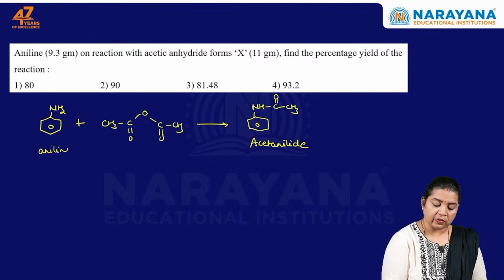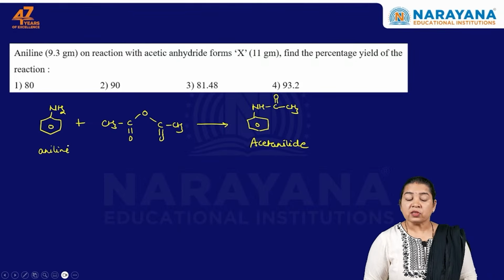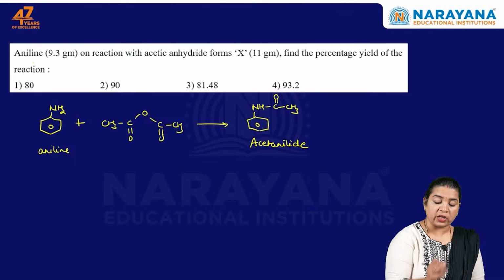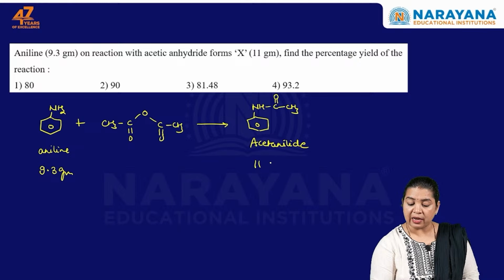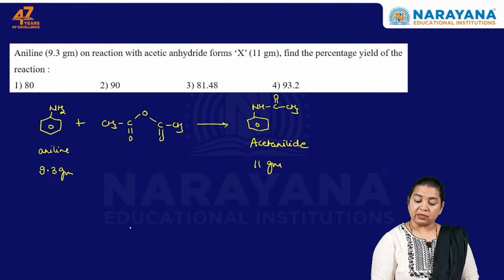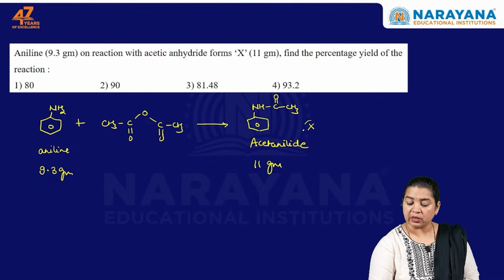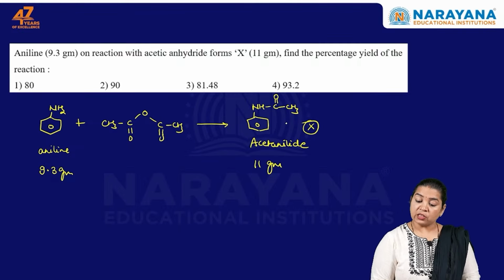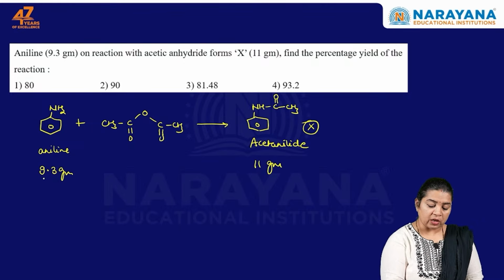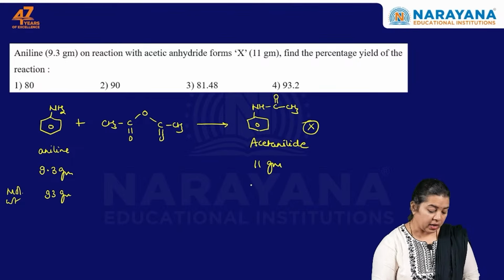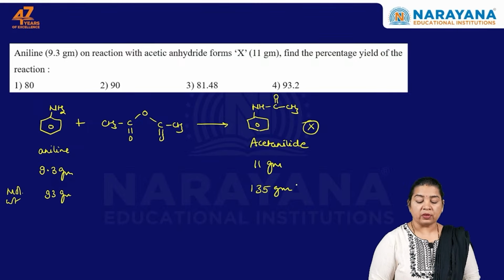This is aniline. Now, what is being asked is about the yield. Let us first check. Aniline is taken 9.3 gram and they are saying 11 grams of this X, the product they named acetanilide as X, is formed, to find the percentage yield of the reaction. Okay, let us check the molecular weight of these compounds. So, molecular weight of aniline is 93 gram and of acetanilide is 135 grams, right.